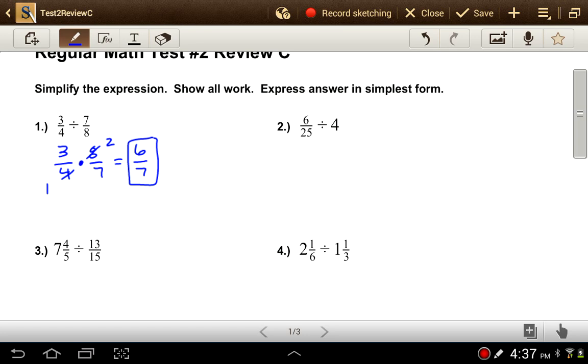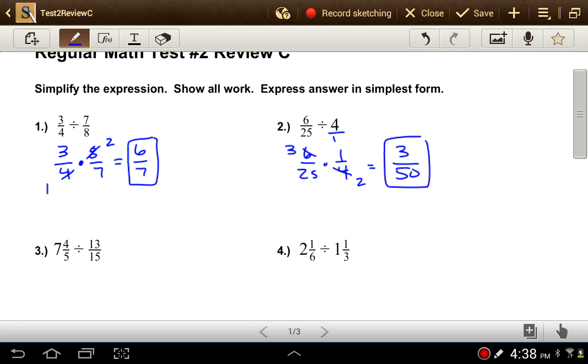Okay, for number 2, I'm going to do 6/25 divided by 4, which is really 4 over 1. That's going to be important for my reciprocal. I do 6/25 times 1/4 when I do the reciprocal. I look to cross cancel. Nothing with 1 and 25, but 6 and 4 can be reduced by 2. 6 divided by 2 is 3. 4 divided by 2 is 2. Now when I multiply, I get 3 over 50.